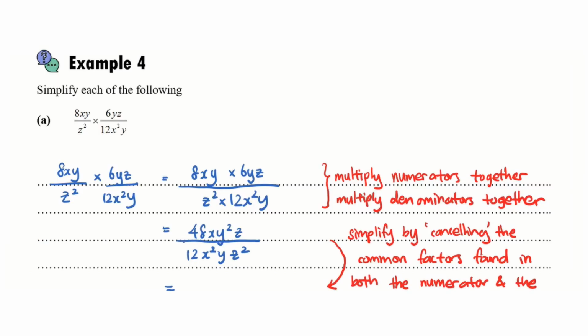We will now take a look at example 4a, where we would like to simplify this question. In this question, what we will first do is multiply the numerators together and also multiply the denominators together. Following from there, we will achieve 48xy squared z over 12x squared yz squared.